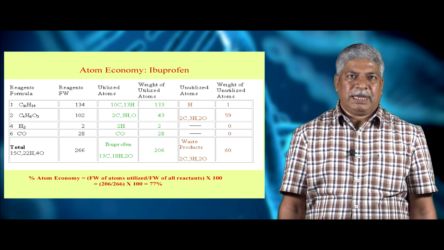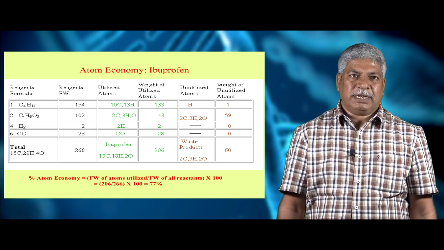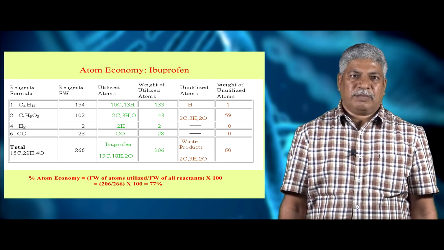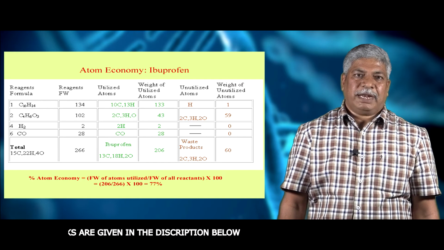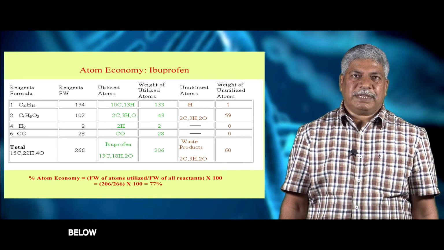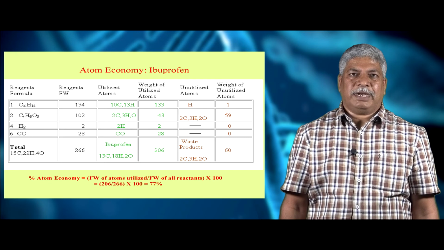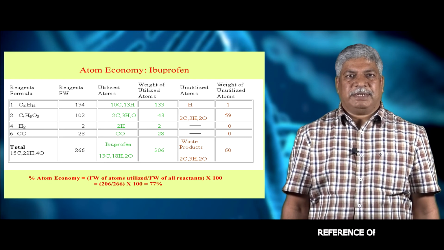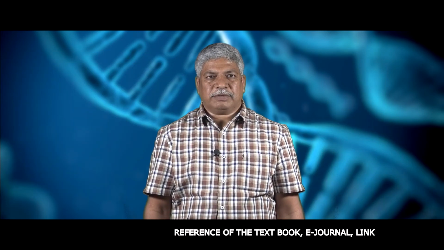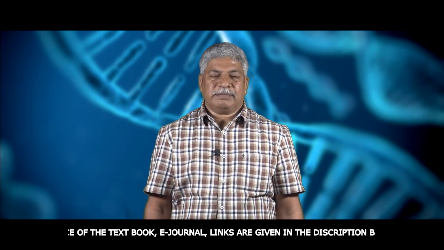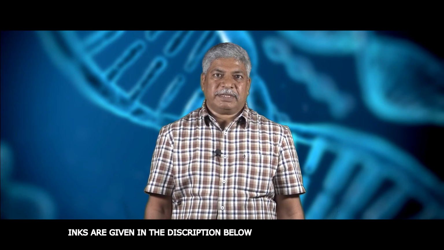Further, if we calculate the atom economy, the total reactant formula weight comes to about 266 and the product is 206. So the atom economy is equal to 206 by 266 into 100, which is equal to 77%. If we compare these two industrial processes, the second process becomes economical. The atom economy is 77%, much higher than the earlier method. So this will be more economical and it will pollute the environment to a lesser extent.